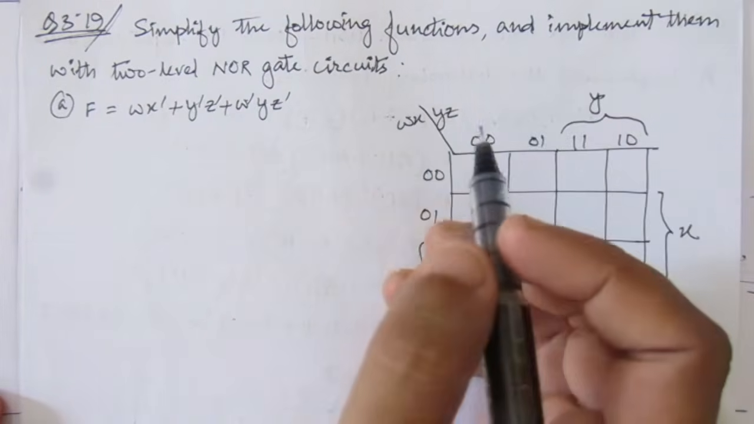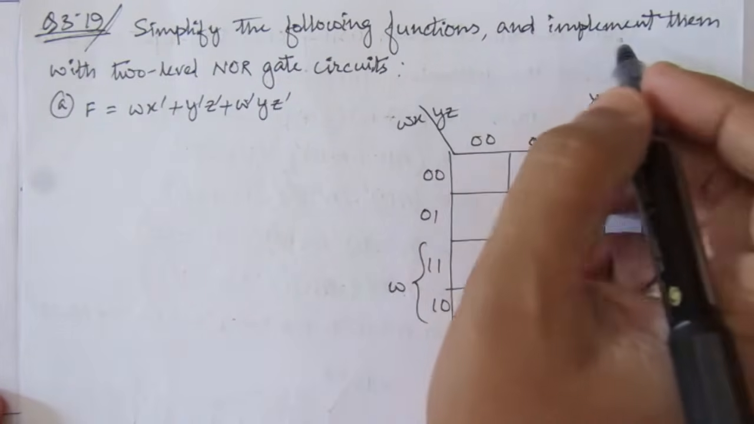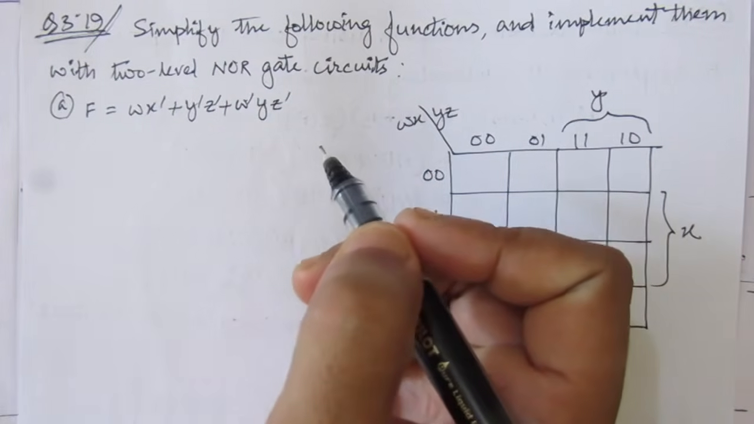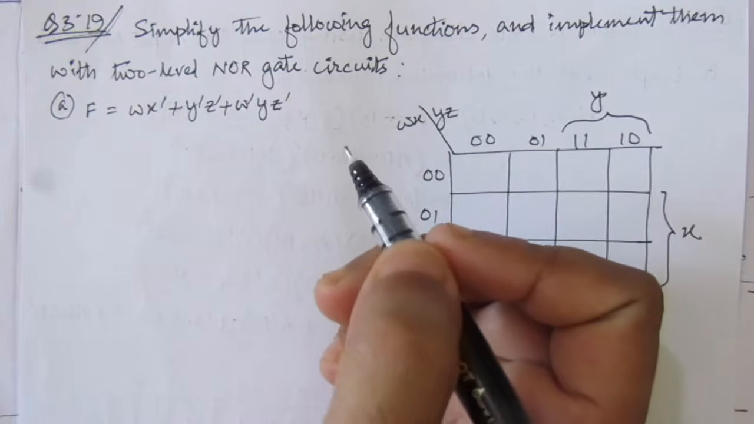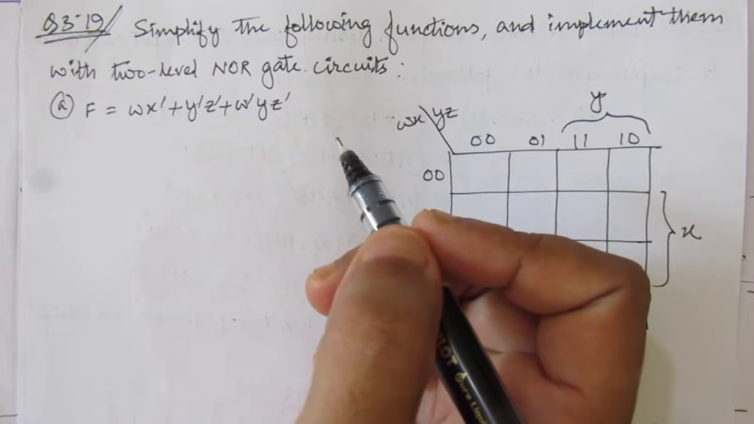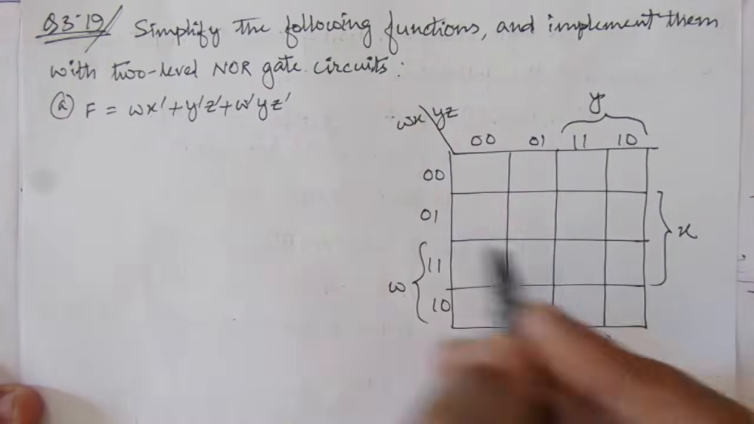We are given three different functions and we have to implement them with a two-level NOR gate circuit. That means we can use as many NOR gates as we want, but within two levels; we cannot cross two levels. So let us solve this first problem.